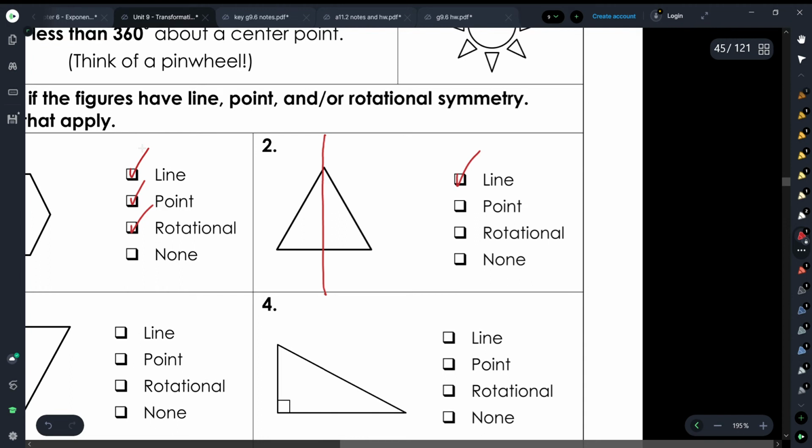For the next one, line symmetry, yes. Point symmetry, no. If I put it upside down, it won't look the same. It does have rotational symmetry. If I turn my paper, I think it's going to be 180 divided by 3, so 60 degrees, and it will come out exactly the same. So it does have rotational symmetry.